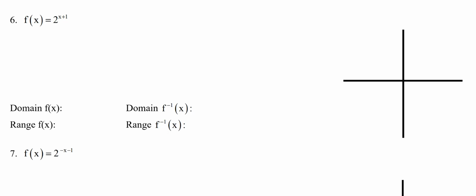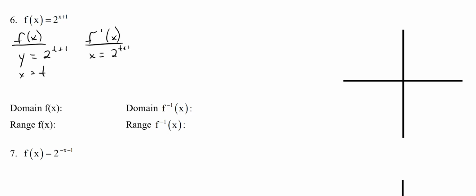Okay, so we're going to do the f of x one first. That's going to be y is equal to 2 to the t plus 1, x equals t. And we'll do the inverse. That's going to be x equals 2 to the t plus 1. Again, super easy, right? And y equals t. And then for the y equals x, same thing: y equals t, x equals t. Okay, then you just put that in your graphing calculator.